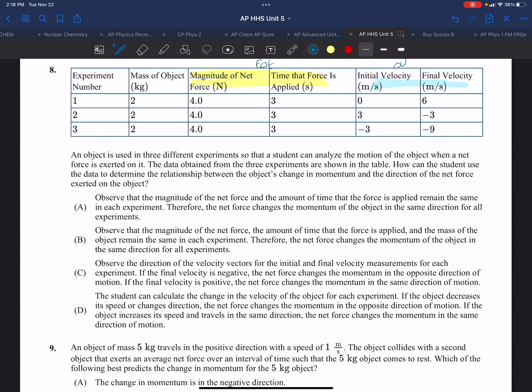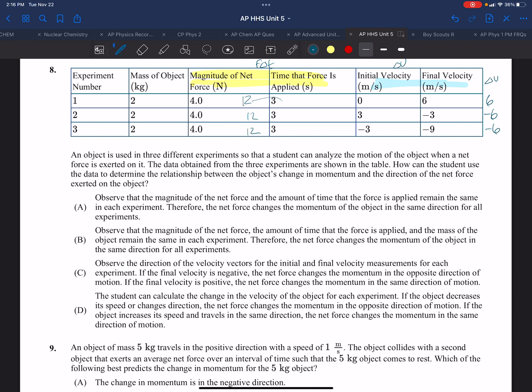And so we could actually even calculate delta V. 6 minus 0 is 6, minus 3 minus 3 is minus 6, and minus 9 minus a negative 3 is minus 6 as well. And if we do an F delta T, well, we can see this is 12, and this is 12, and this is 12.